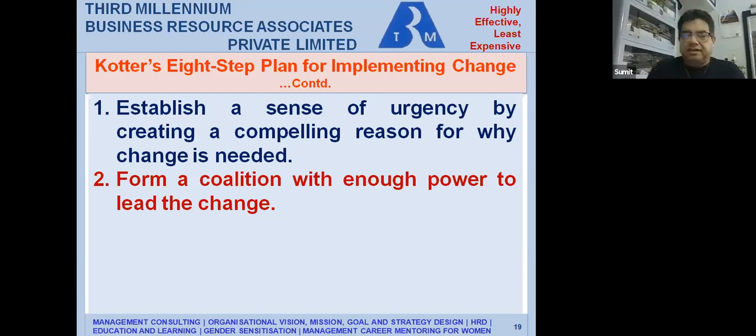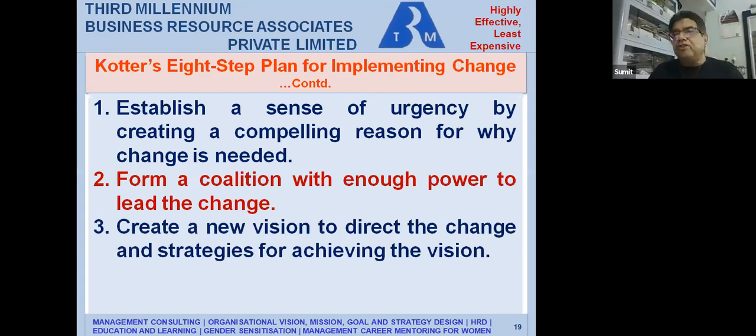Third, create a new vision to direct the change and strategies for achieving the vision. You see, vision statement is a statement which becomes a bond, which gives a sense of direction to everyone. So create a new vision to direct the change and strategies for achieving the vision.